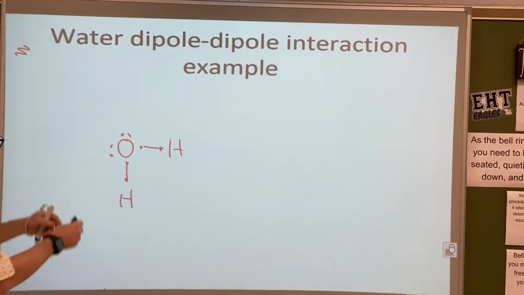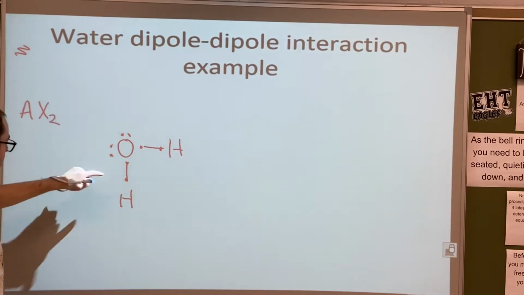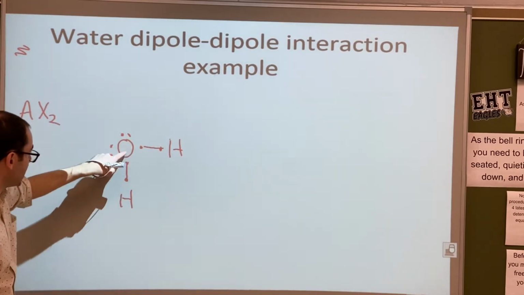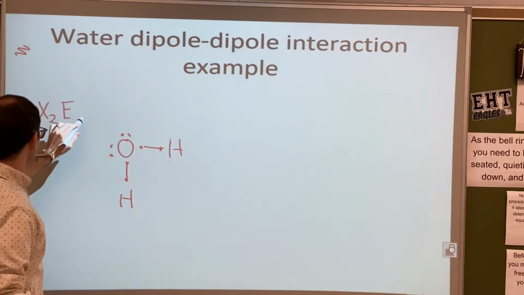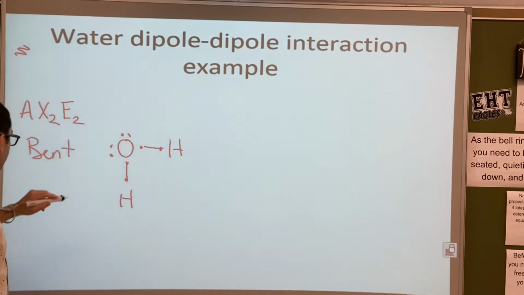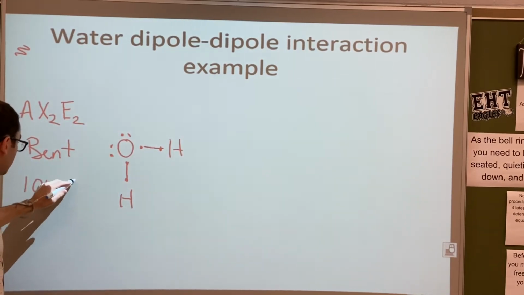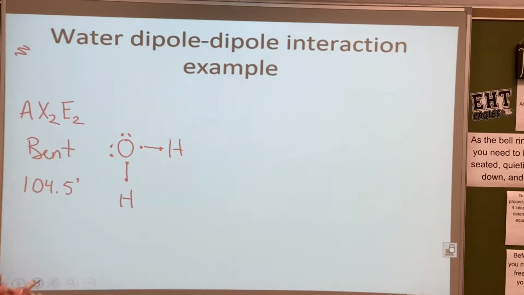Okay, let's talk about the shape of it and all that. What's the AXE pattern for this? Good, it's AX2 because there's 2 atoms attached to the central atom, and then there's 2 pairs of electrons, so that's E2. What's the shape for this? Good, bent. And then what's the angle? Good, 104.5 degrees.